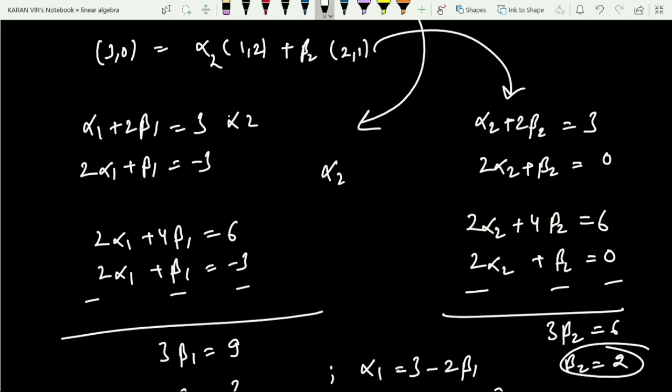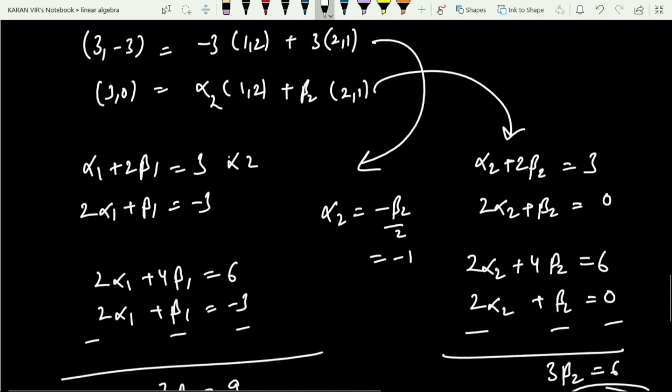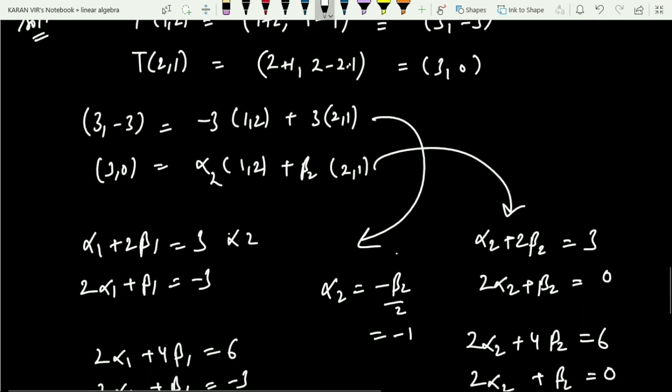So what will be my alpha 2? That is minus beta 2 by 2. So that is nothing but minus 1, correct? So my alpha 2 is minus 1. So let me write it here, minus 1. And what is my beta 2? That is 2. So we have calculated the values of the alpha i's and beta j's.